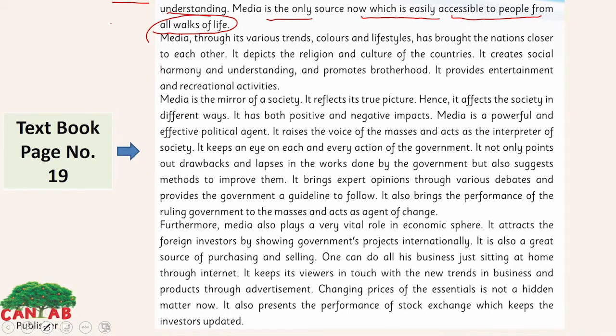All walks of life, हर तरह के लोग, हर किस्म, हर तबके के लोग जो है मीडिया को यूज कर रहे हैं. अखबार, इंटरनेट, रेडियो, टीवी हर एक के लिए एक्सेसिबल है. हर कोई हर चीज से आजकल बाखबर रहता है.